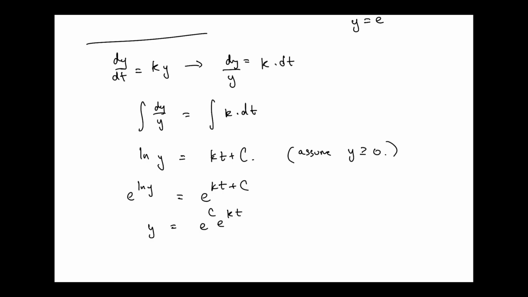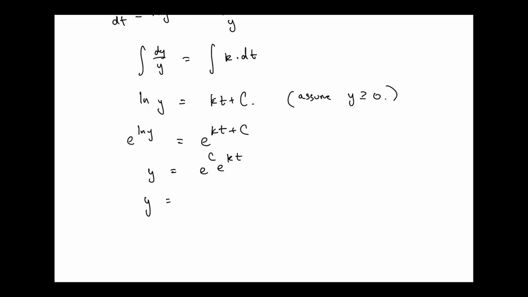All right, so if c is a constant and e is a constant, what's a constant raised to a constant? Some other constant, right? It's just a number of some sort. So what I'm going to do is replace the constant e to the c with the letter a. It's just a constant, right? Okay, so this gives us the general form of the solution.